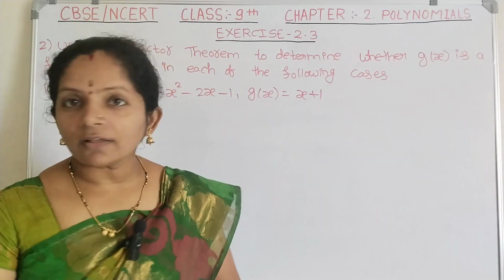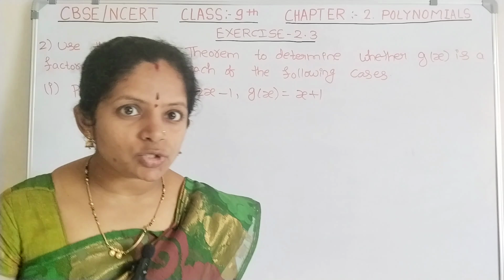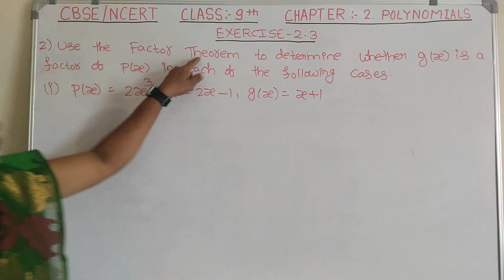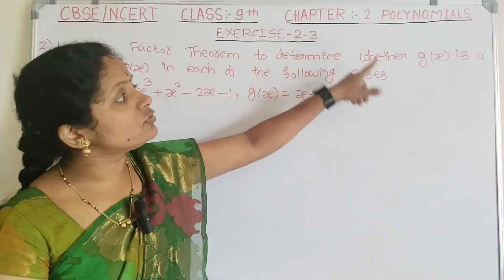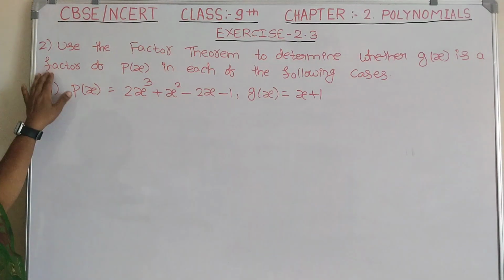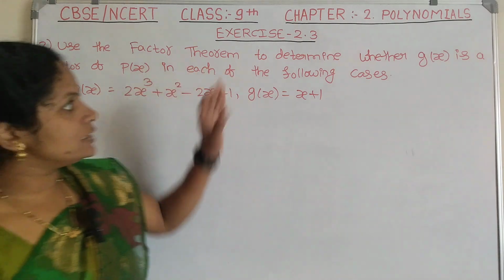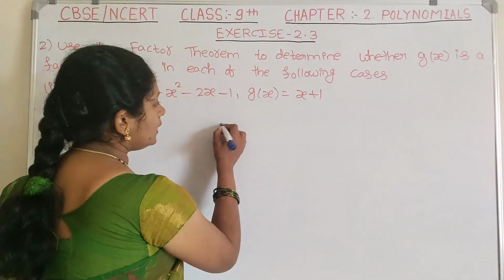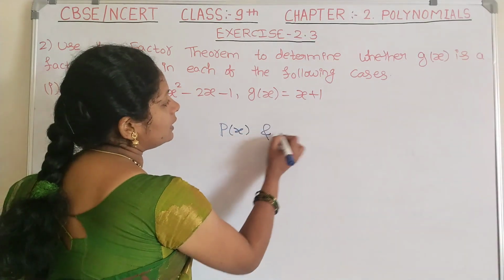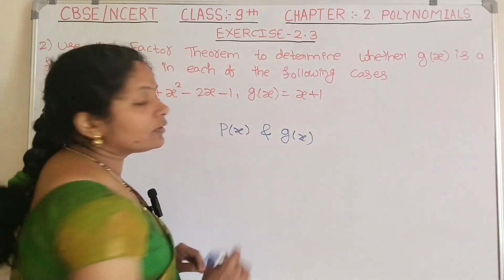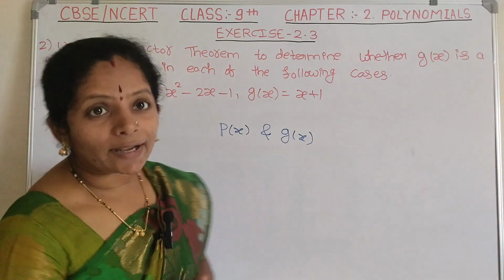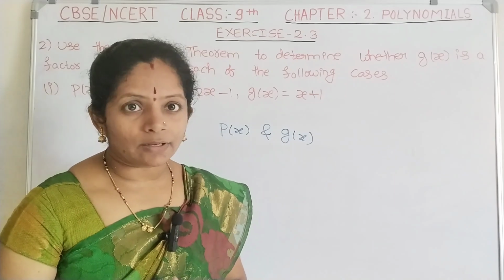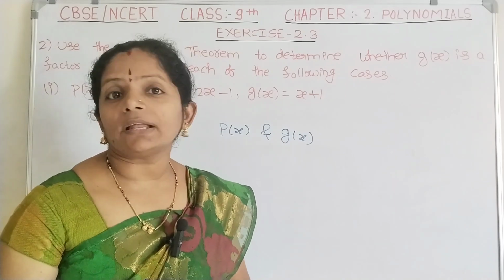From this exercise 2.3, let's move towards question number 2. Question number 2 is, use the factor theorem to determine whether g of x is a factor of p of x in each of the following cases. Here, two polynomials are given to us. One is p of x and the second is g of x. And here we are asked to use the factor theorem. Just now, we discussed the factor theorem. What is this factor theorem telling us?